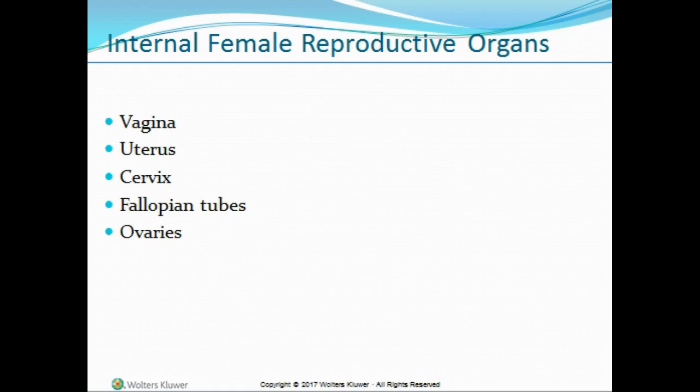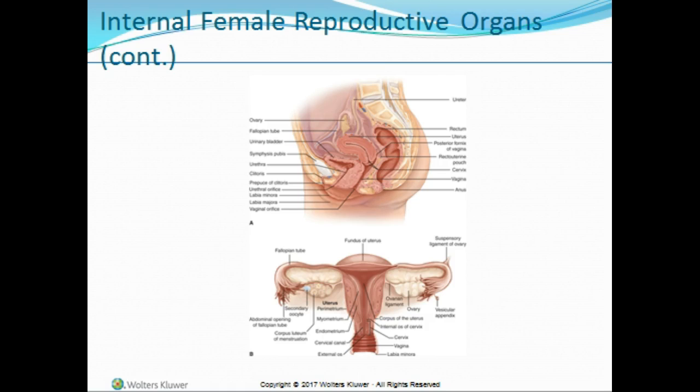The internal female reproductive organs include the vagina, the vajayjay, pocketbook, the purse, the woo-ha, all those other names that you can think of, the uterus, the cervix, the fallopian tubes, and the ovaries. And this is just a picture of the internal organs of the female reproductive system. Like I said, this should be familiar to you.